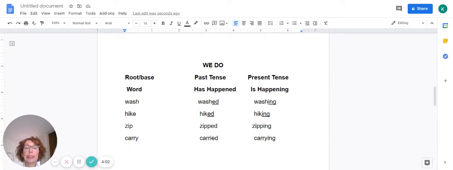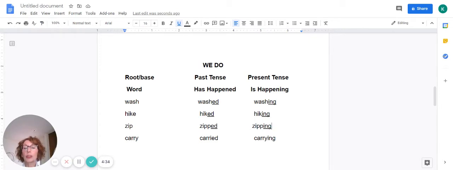Right, next root word is zip, right? Past tense, we added the ed, it becomes zipped. I zipped up my coat, means I've already zipped it up. And I am zipping up my coat. I am currently, presently doing that. Okay, again, I'll just underline the inflectional endings. ed, past tense, ing, present tense. That action is currently happening.